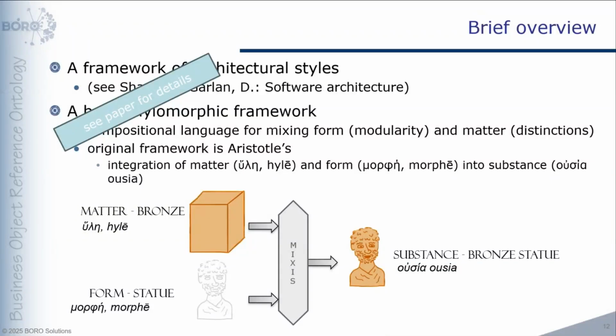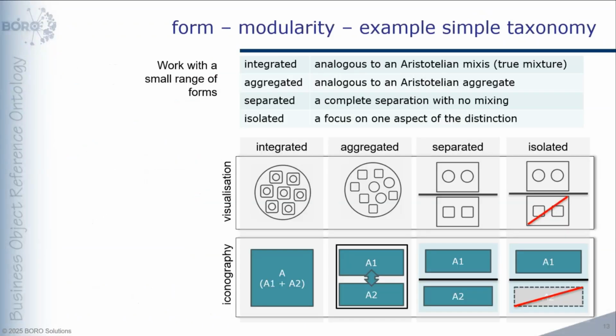The notion of architectural styles is quite strong in software engineering. It's Shaw and Garlan. Yeah, okay. Basically, you take the notion of architectural styles, and then you mix it in with a hylomorphic framework. You've now got a language to talk about modularity. Hylomorphism starts with Aristotle, and the idea is you have matter and form, and you mix them together and you get substance. And we're going to do a similar thing with modularity. So first of all, in this case, the forms are very, very simple. You don't need the complex structure that you do for substance.